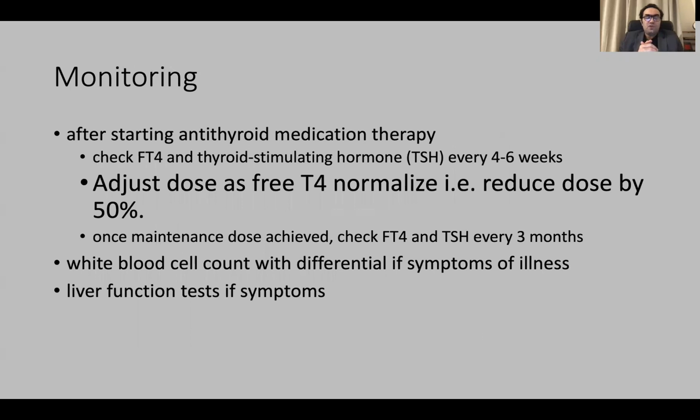Now we check after starting antithyroid drugs the free T4 and adjust according to free T4. Reduce the dose by 50%. Once maintenance dose is achieved, free T4 and TSH are checked every 2 to 3 months. WBC when? When there are symptoms of illness. LFTs when? When the patient is symptomatic.